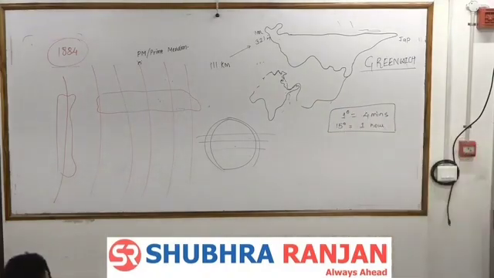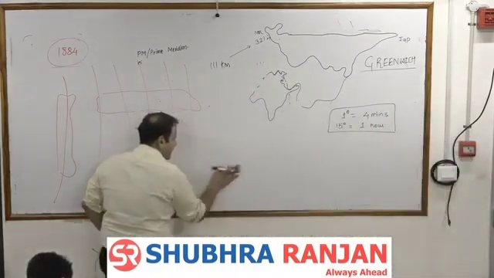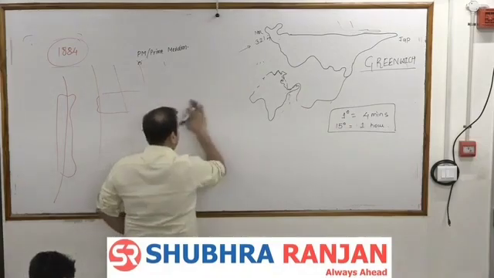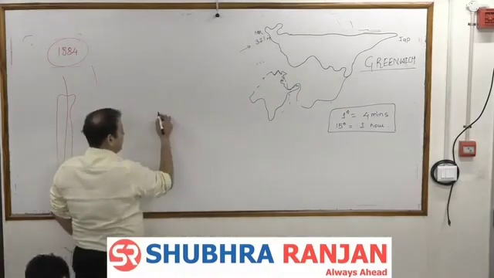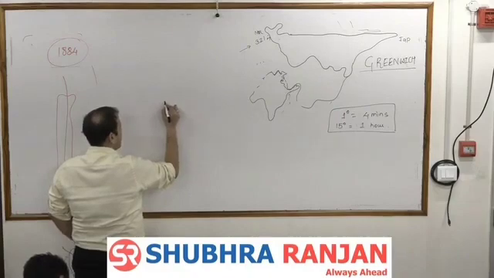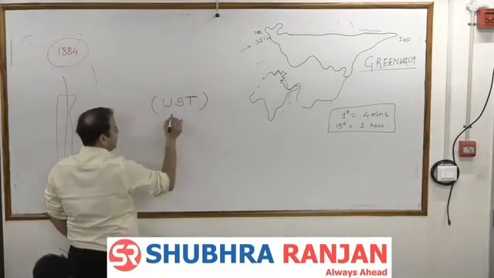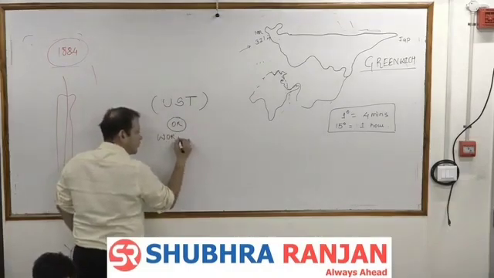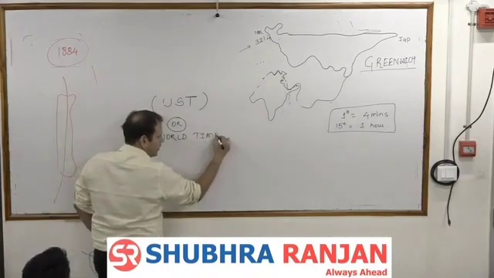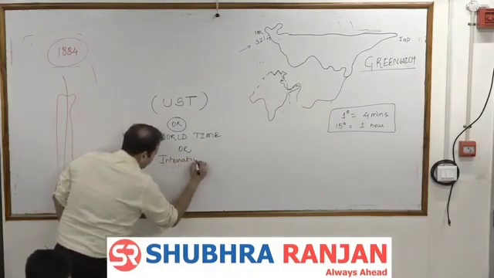So thus the prime meridian is used for setting a common world time, and therefore it is also known as Universal Standard Time, UST, or it is also known as world time, or International Standard Time.